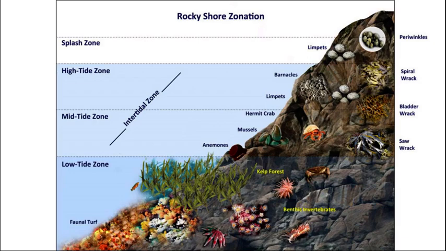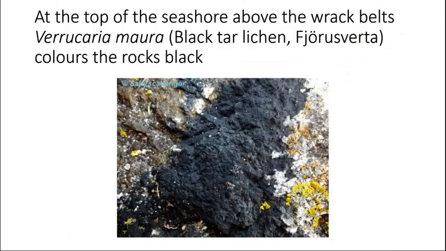So if we look more closely into this littoral zone and the zonation of a rocky coast, usually at the top of the seashore, above the wrack belts, there is a lichen, which basically colors the rocks black. It's just called in English black tar lichen, and in Icelandic fjörusverta, just means something that colors the beach black, but that's only occurring very high up in the shore.